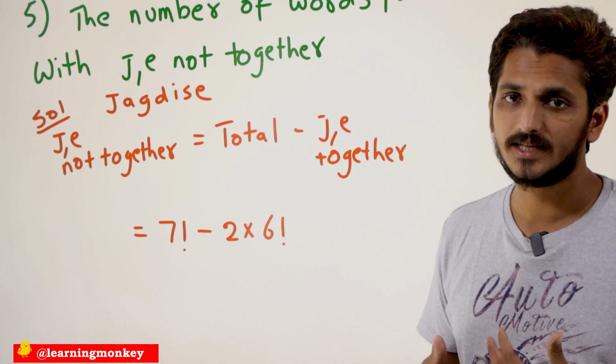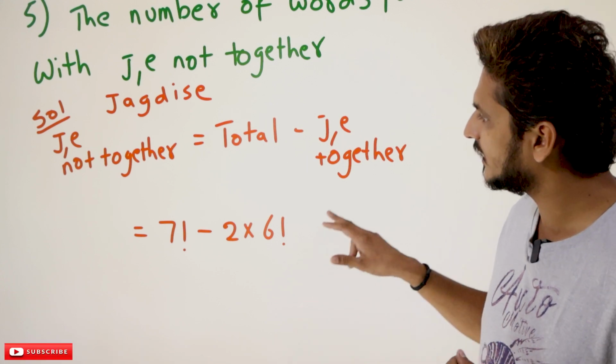So these are the important examples you need to understand on alphabets. Hope you understand these examples.